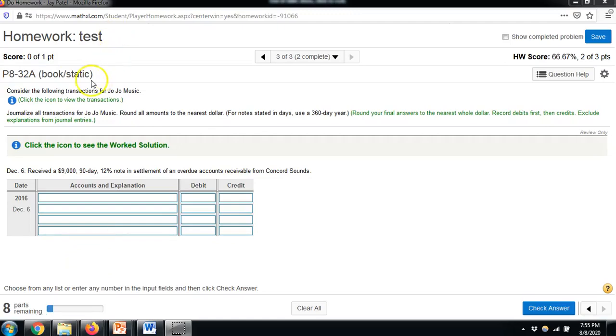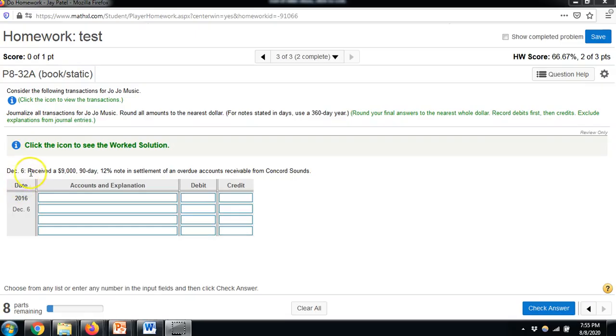So now we're going to work through problem P832A, which is on page 466 of your book. And it's basically just a bunch of transactions that are related to accounts and notes receivable. So let's start with this first one.